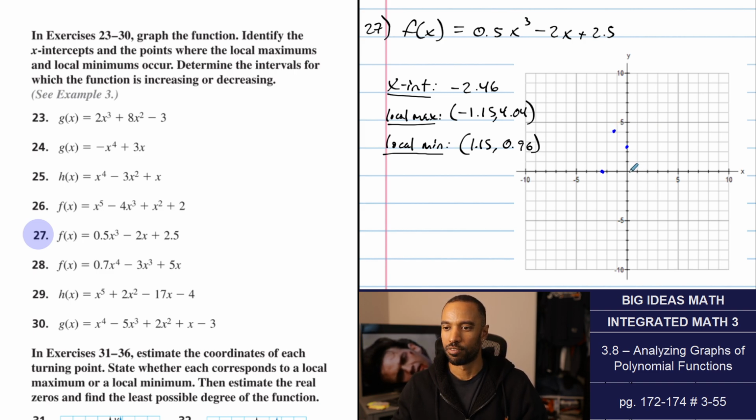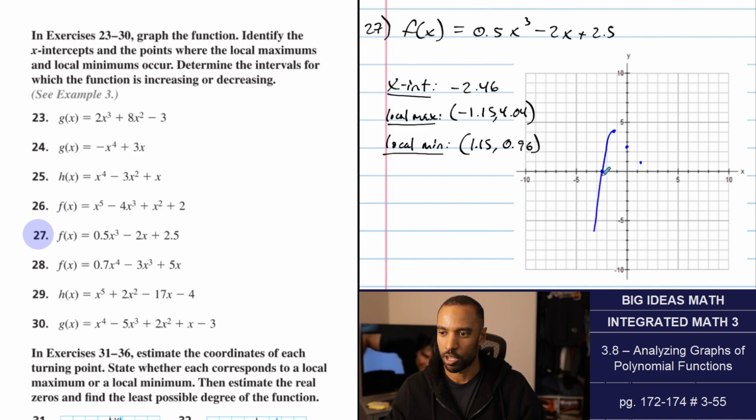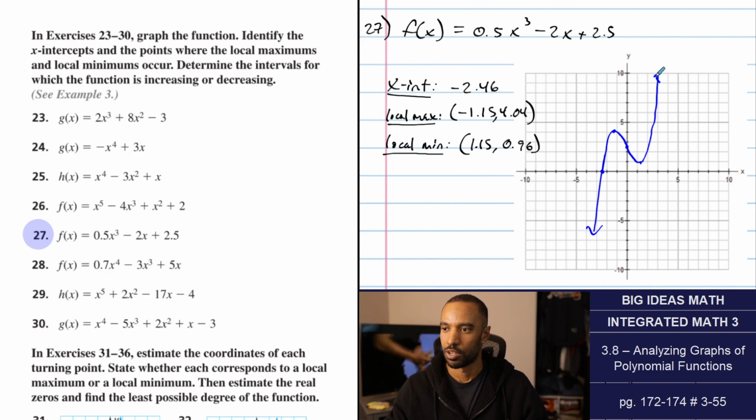And 2.5 units. And 1.15, comma, it was 0.96, right? Yeah, 0.96, so like that. And yeah, so there is some form of symmetry. That means there's another point that would kind of resemble the reflection of this x-intercept right there, but I won't really be able to put it. So I'm going to hit this local max. I'm going to go through this y-intercept and bounce off that local min and come up out the other side like that. There's our graph.